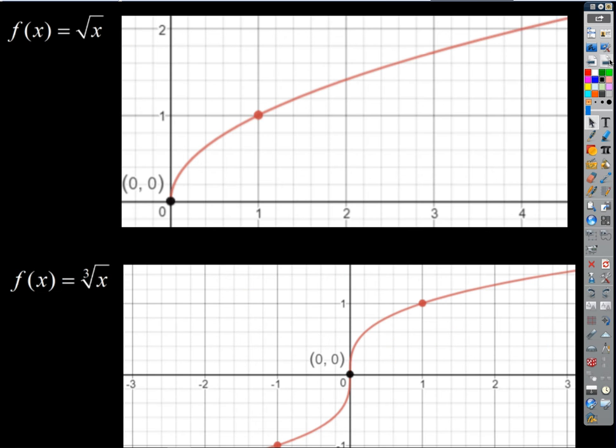Okay, and then finally the last two, let's look at a square root graph. The square root graph has a starting point at the origin, and the ant can only walk to the right from there. Can't walk left. It's only defined for non-negative values. So you can't take a square root of a negative number and get a real result. So he can only walk to the right.